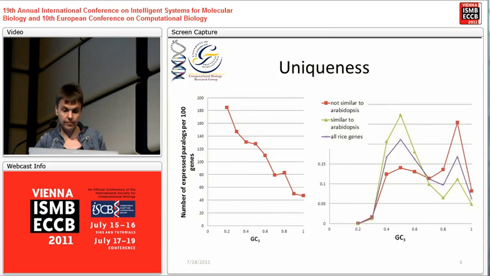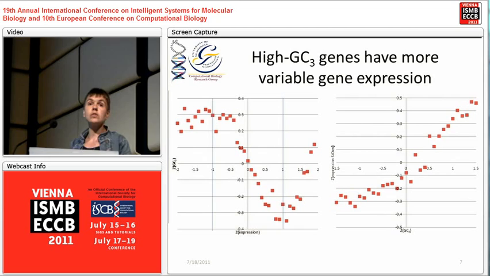So we kept on looking. And our next exercise was to look at gene expression. We went to NCBI Gene Expression Omnibus, and we collected a little over 100 rice gene expression data sets. And for each gene, we computed three parameters. One parameter was GC3, the second parameter was the average expression of a gene, and the third parameter was the standard deviation of gene expression. And in order to make our plots beautiful, we normalized and computed z-scores for all three measures.